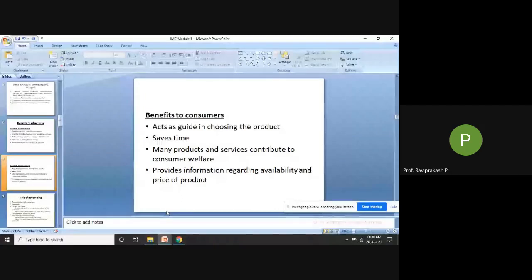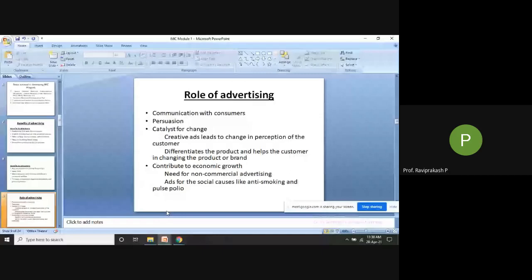Next, role of advertising. What role does advertising play with respect to the company as well as the customer? It communicates with the consumers. As I already told you, whatever is going on in the company should be communicated. There are many things that will not be shared, like the formula they are using, and some secret things they discuss. The only thing shared is what the customer wants to know, and advertising is one of the ways of communicating with the customers.